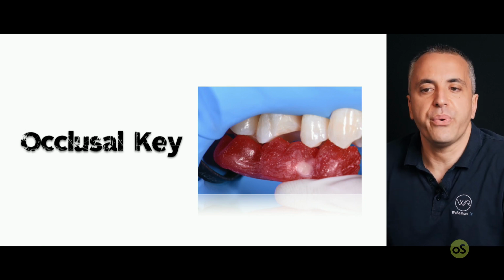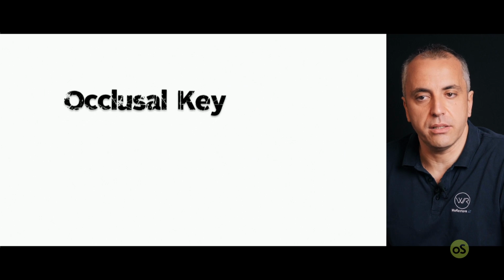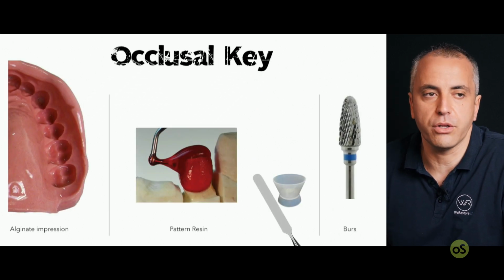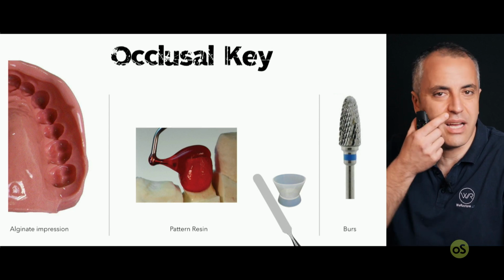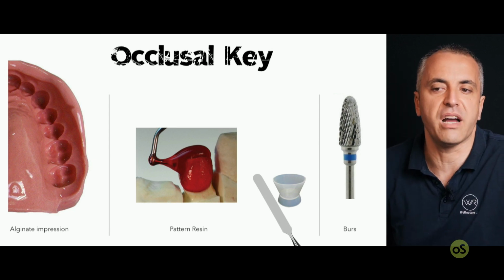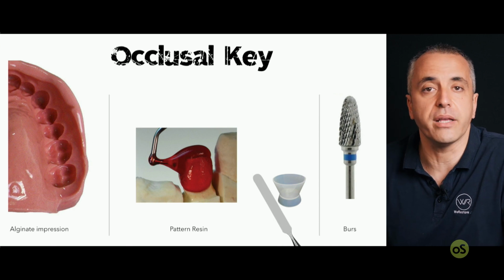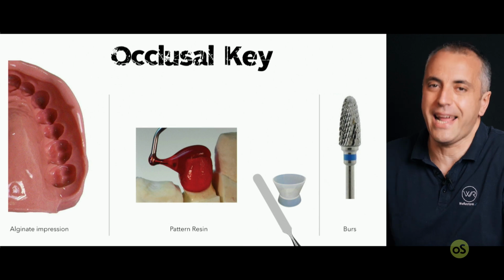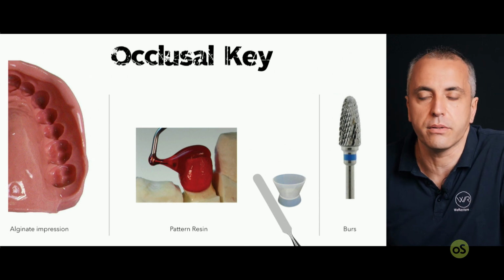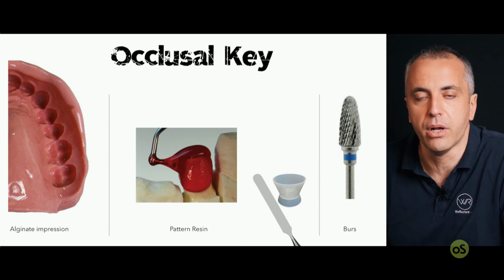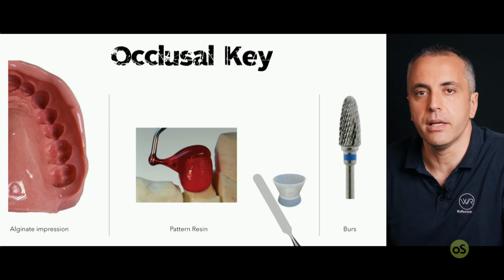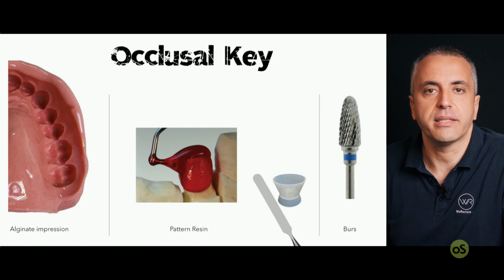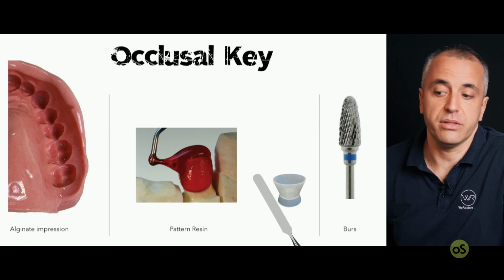How can we prepare an occlusal key? What do we need? We need an alginate impression, so a very simple and cheap impression. You can also take just one side impression. You don't have to take the whole mouth. Then we use a pattern resin, which, of course, has a shrinkage, but it is the resin with the least shrinkage available. So they use it, for example, in the lab, or for implant impressions. Then, of course, a spatula, a dappen, and some burrs to finish and polish this occlusal key.